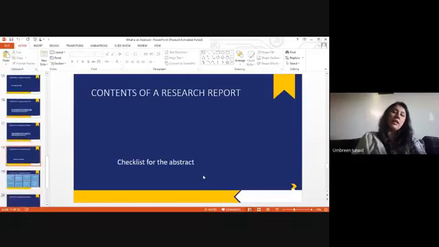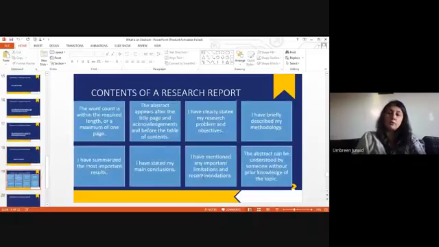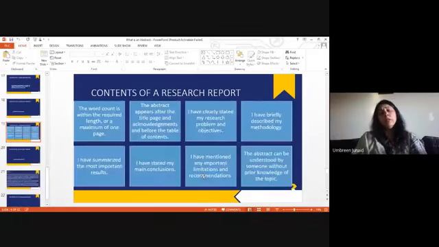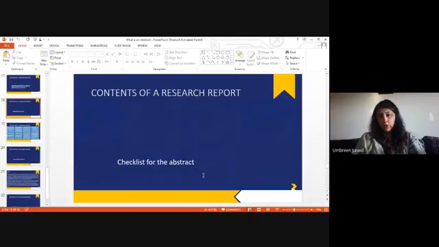Checklist for the abstract. This is the checklist for your abstract. Now I'm telling you guys that, based on your topic, you are going to write the abstract of your research. This would be an initial abstract of your research, because definitely you haven't got your findings right now. If you don't have your findings in front of you, how can you discuss them? But this all is a proposed plan.